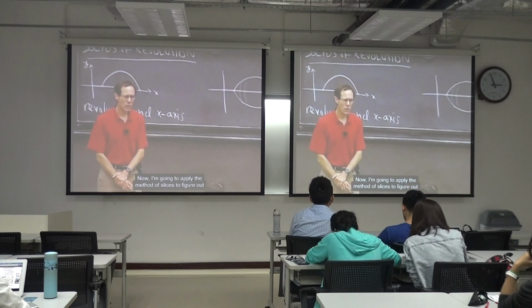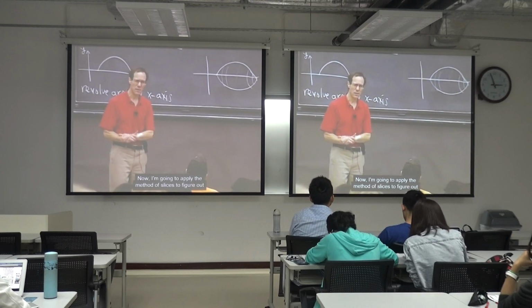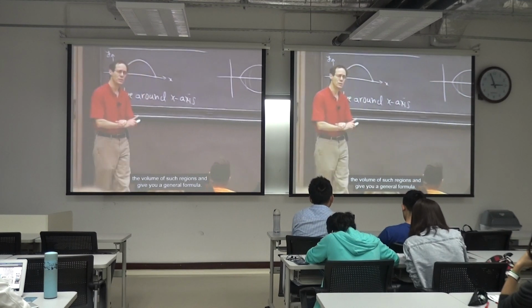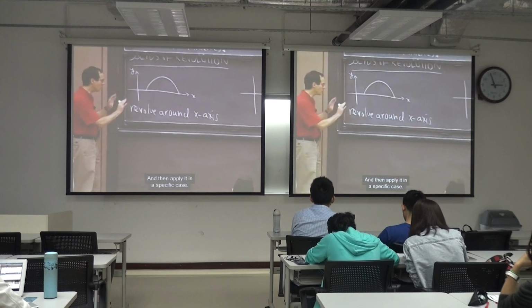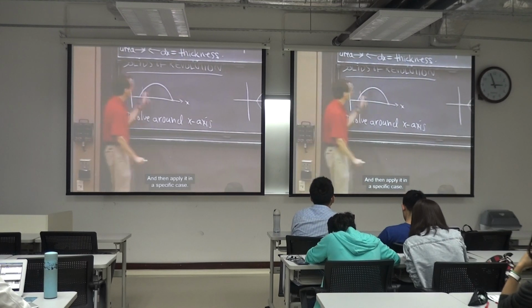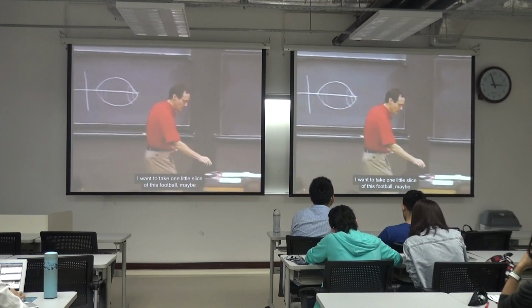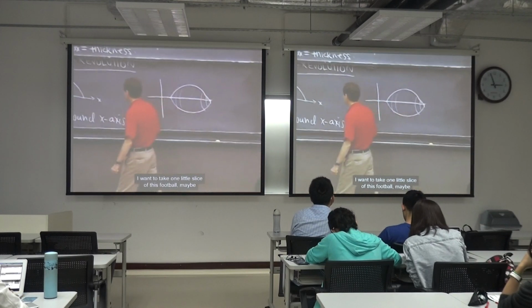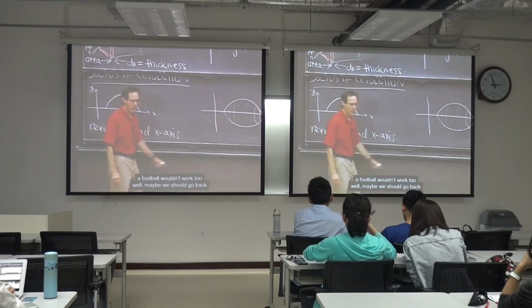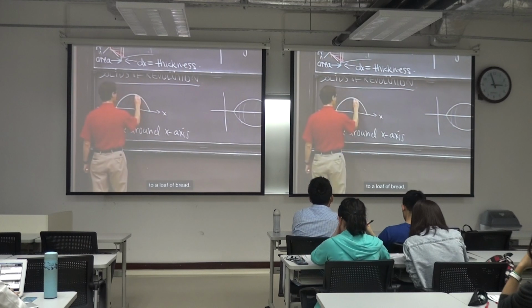Now, I'm going to apply the method of slices to figure out the volume of such regions and give you a general formula and then apply it in a specific case. I want to take one little slice of this football. Maybe football wouldn't work too well, maybe we should go back to a loaf of bread.